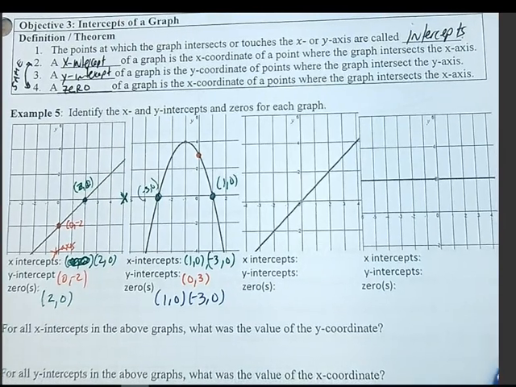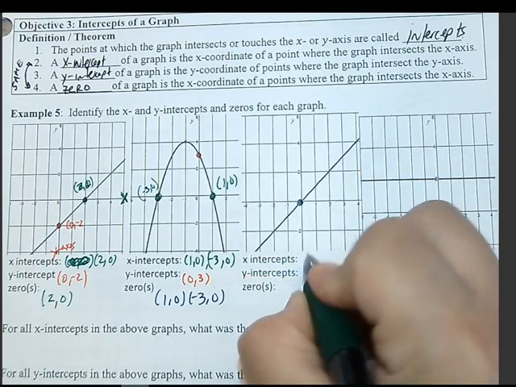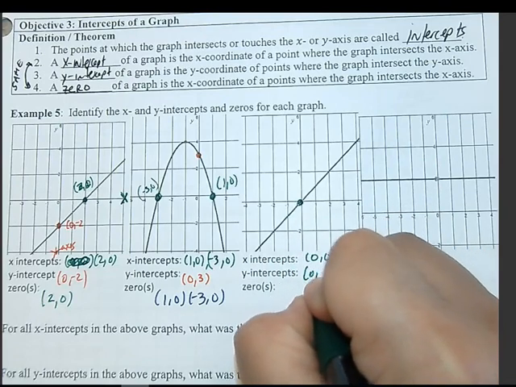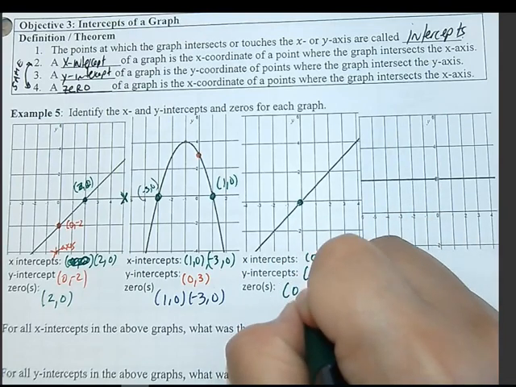And then on the next example, we have that the x-intercept is at 0, 0. Notice that's the same one for the y. And then the 0 is the same.